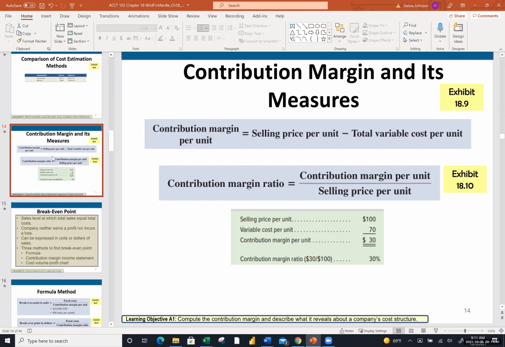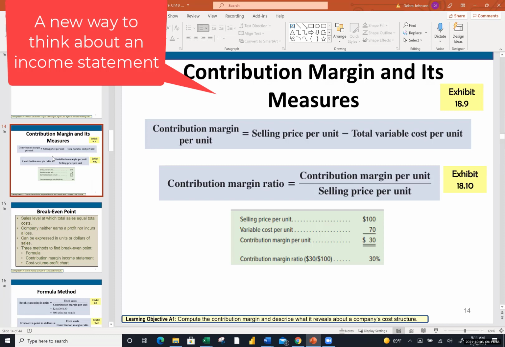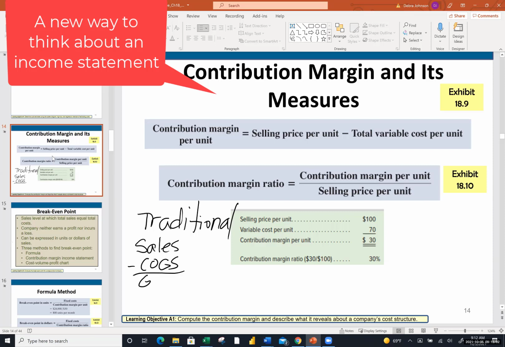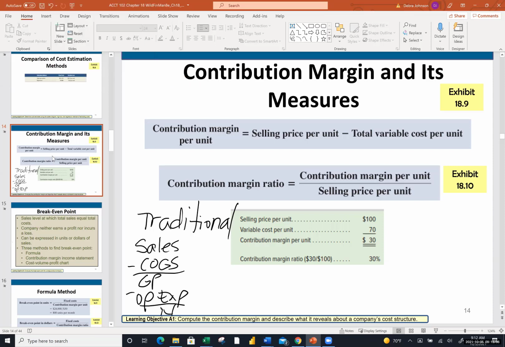This is going to drive our remaining income statements going forward from this chapter on. Here's what we're used to seeing. I'm going to put a traditional income statement up here just to remind us what one looks like. I know you guys don't need reminding because you're Accounting 102 students, but sales less cost of goods sold gives us gross profit. We took out our operating expenses and we got net income. Okay, that's a traditional income statement. It's what we've been studying for three semesters now.